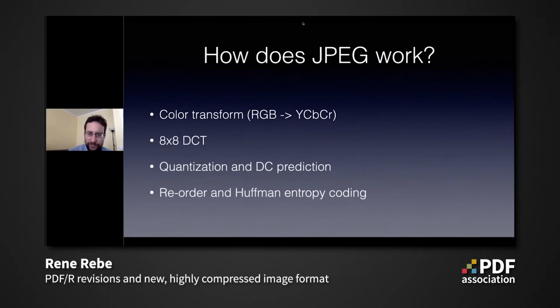So, only very briefly, how does JPEG work? JPEG is very simple by today's standards. It's doing color transforms. It's not working with what's usually used on the desktop, RGB, red, green, blue images. So that is transformed to YCbCr. Then this discrete cosine transform is run on those 8x8 blocks.